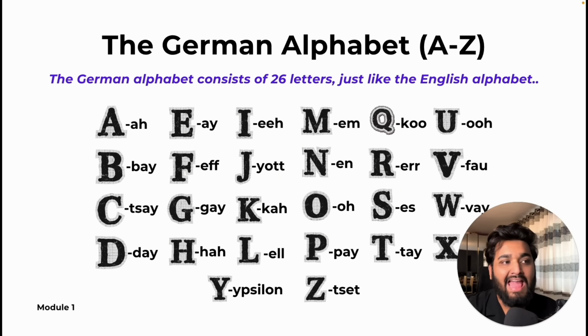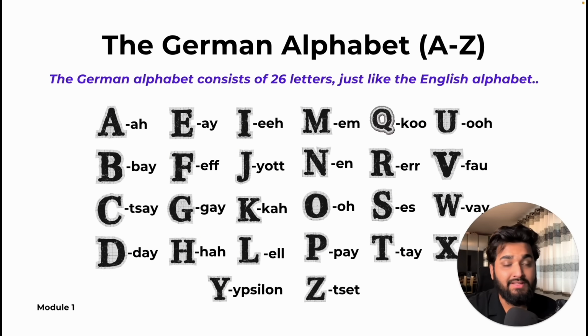Then you have M. M is just normal M. N is also just normal English, N. And O is also like normal English, O. These are like the English ones, okay? Then you have P. P, you'd say pay. Like if you're saying in English, you have to pay something, pay.